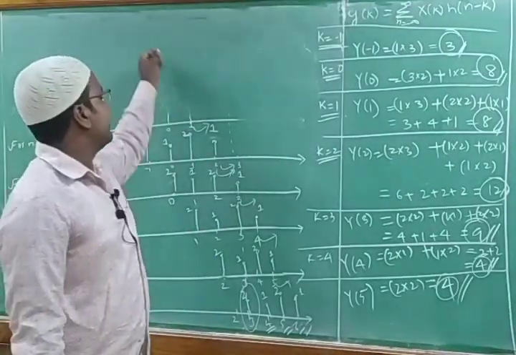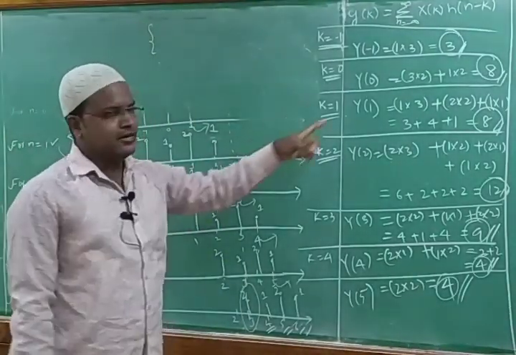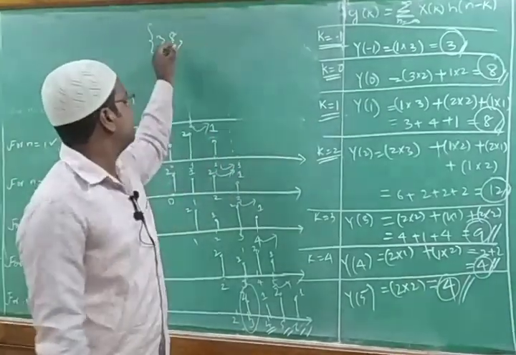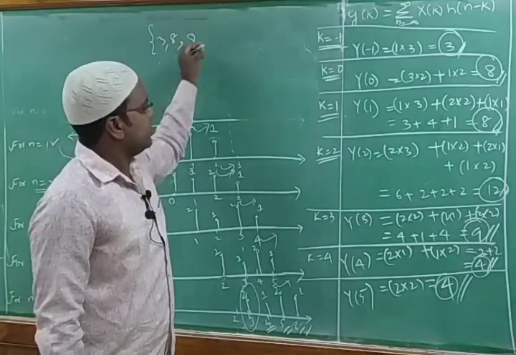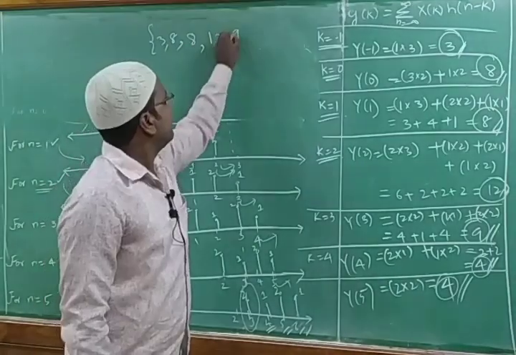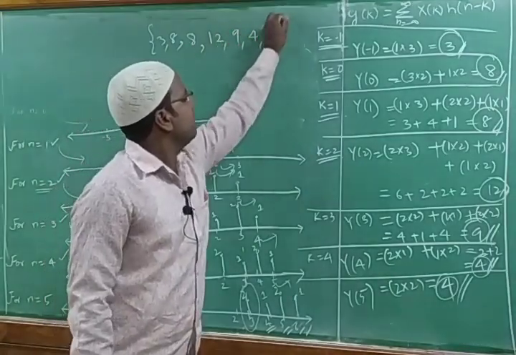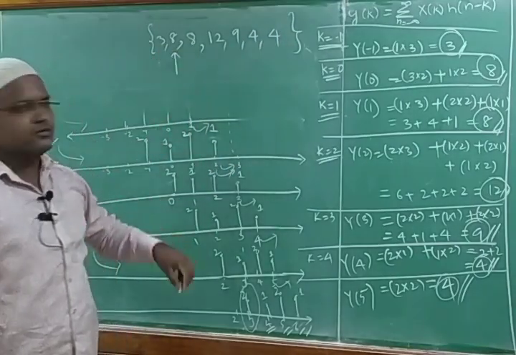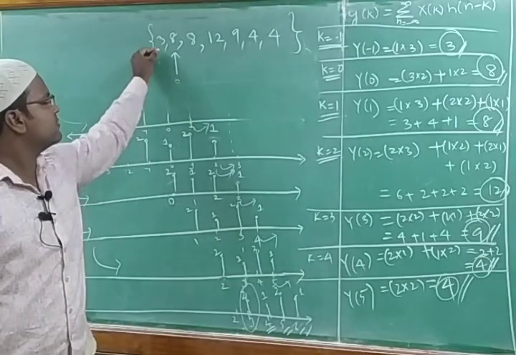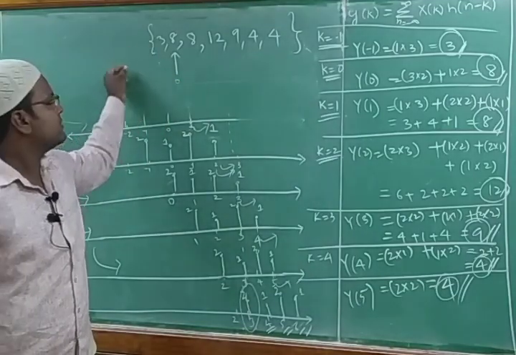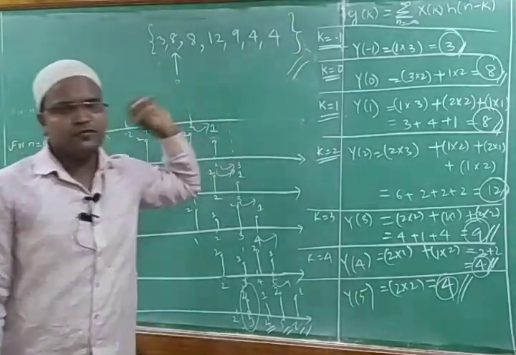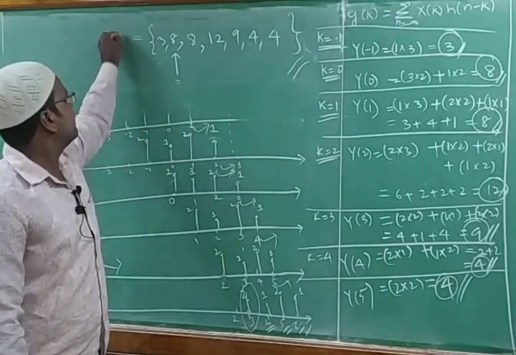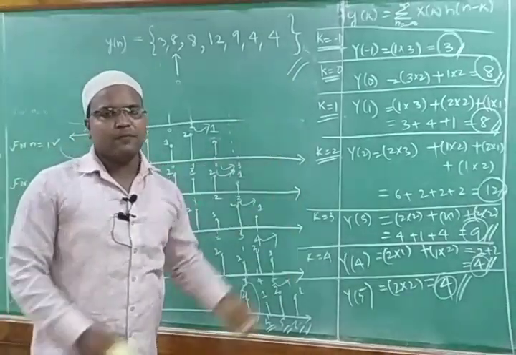So students, we got the last answers. The total output what we'll write? We'll write 3, 8, next value we do have is again 8. Then next is 12, 9, 4 and 4. So where is it starting from? The value starting from this end, because this is your origin position, this is your minus 1 position. So this is your complete output of your function. So that we are writing in terms of your output y of n. So we have convolved the sequence and we obtain the sequence like this.